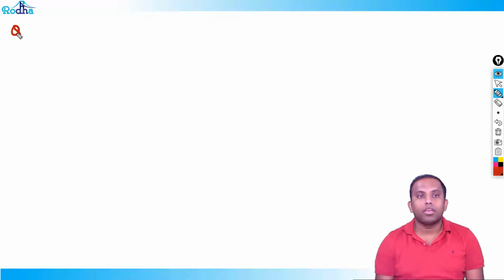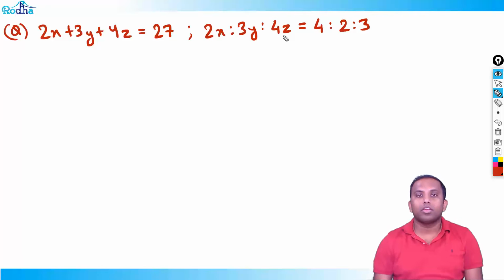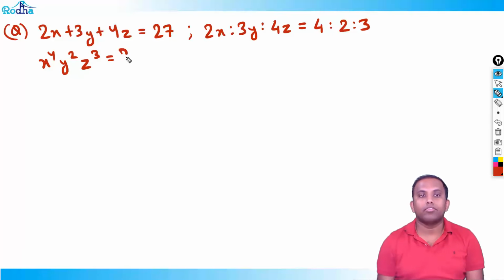See, it's given that 2x plus 3y plus 4z is equal to 27 and 2x is to 3y is to 4z is equal to 4 is to 2 is to 3. Okay, 4 is to 2 is to 3. This is given. So you need to find the value of x to the power 4 into y square into z cube. What is the value of this?